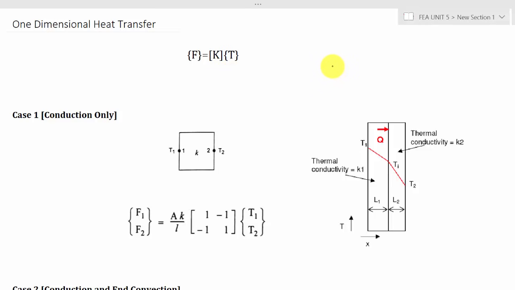In structural problems, we can calculate the displacement at each node. In case of non-structural problems, we can calculate the temperature and the pressure at each node. So here, one-dimensional heat transfer comes under non-structural problems. The general FEA equation is F = K T, where F is the force vector, K is the stiffness matrix, and T is the temperature vector.